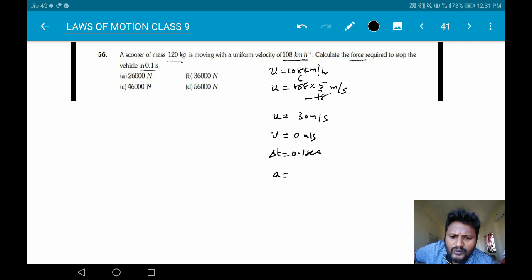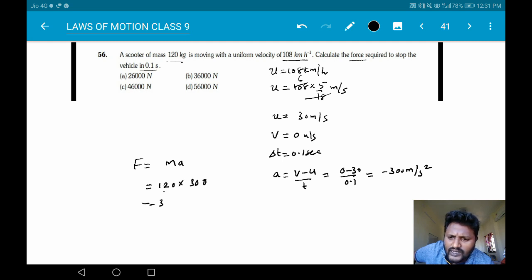By using this information we can write V minus U by t. So 0 minus 30 by 0.1, therefore minus 300 meter per second square is the acceleration. Therefore F equals ma. So 120 into 300. So 12 3s are 36. How many zeros? 1, 2, 3. So 36,000 Newton, but negative. So the negative sign represents retarding. Here in the question they have given only the magnitude.